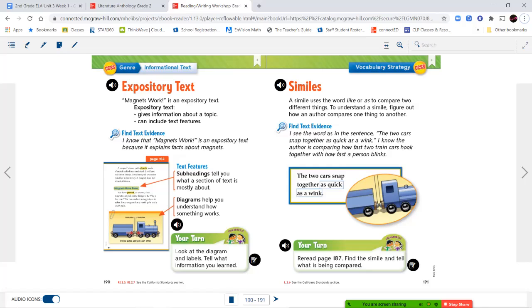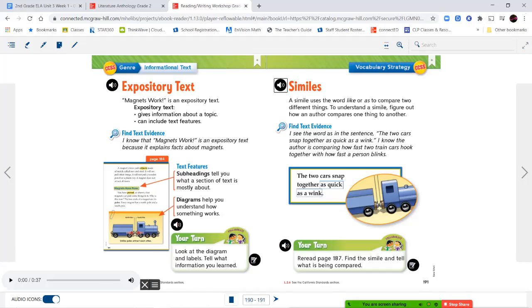Now, for the text features section, we know that there are a lot of text features that we've talked about before. The subheadings and the diagrams that they talk about here are important. We also have highlighted or bold-faced words that tell us that those particular words are important for us to know. Diagrams usually come with captions or writing underneath that describes what that diagram or that picture is about. So pay attention to these as you're reading through your passages, and look for any additional information that they help you to understand.